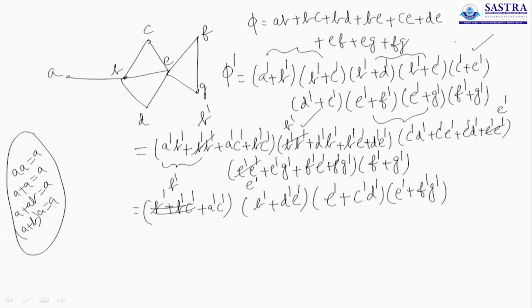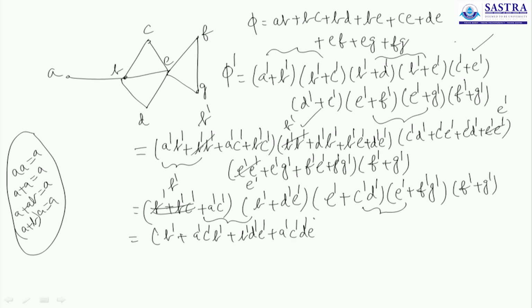E' plus E' G' is E', plus F' E' is E', and that will give you E' plus F' G', and at the end I have this F' plus G'. So now I have to multiply these two. Again what I will do is I will multiply these two, and I will multiply the third and fourth. This will give you B' into B' will be B'. This will be A' C' B'. Now I will have B' D' E' plus A' C' D' E'.